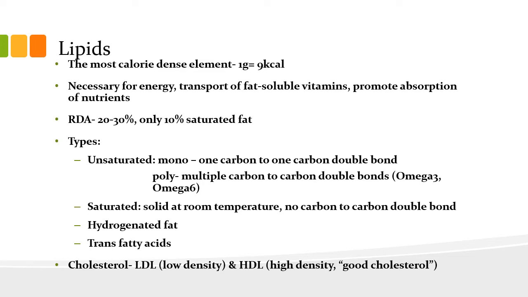There are different types of lipids. It's important to understand the differences between them. There's unsaturated, mono, which are 1 carbon to 1 carbon double bonds, and then poly, which are multiple carbon to carbon double bonds. These contain your omega-3, omega-6 fatty acids. Saturated fats are solid at room temperature. There is no carbon to carbon double bond. Hydrogenated fat and trans fatty acids.